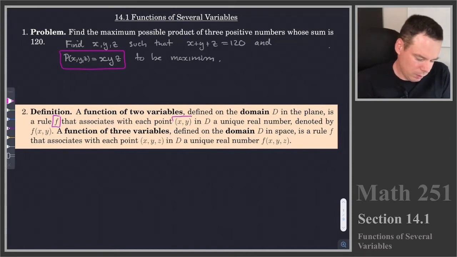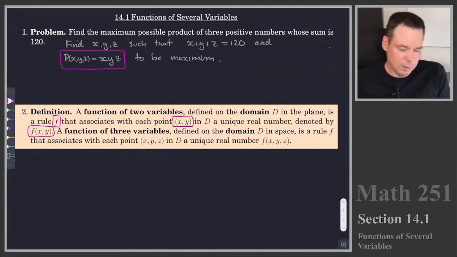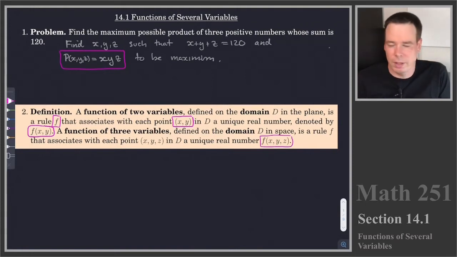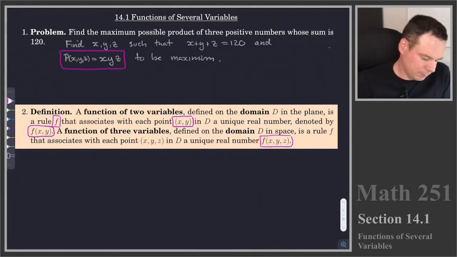We've got an input. And then once that input goes into the function, we get an output. And the output is denoted by the rule name situated on the left of what went into it. So we read this as f of x comma y. A function of three variables just has three inputs going into it. And so it would be denoted by f of x, y, z, where x, y, z comes from the domain, the possible values in space that we're allowed to plug into our function.